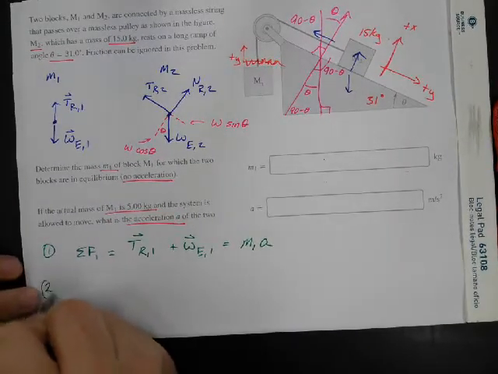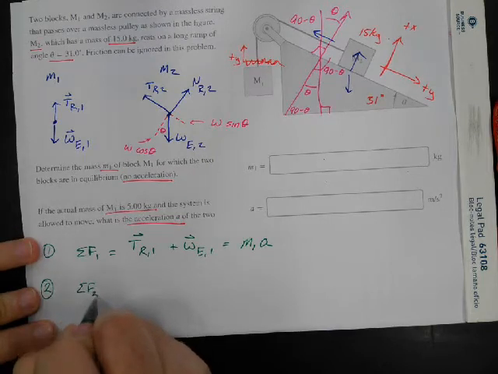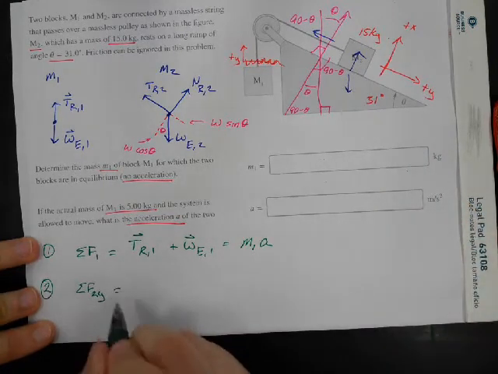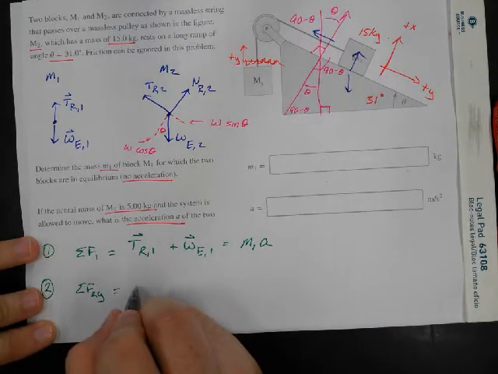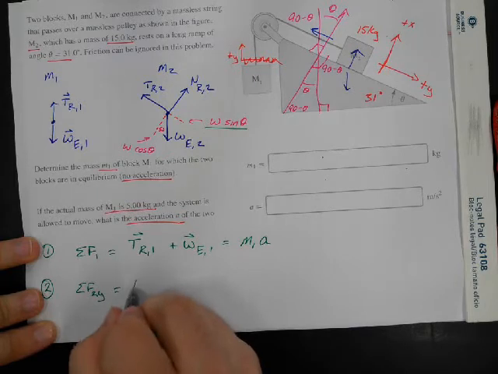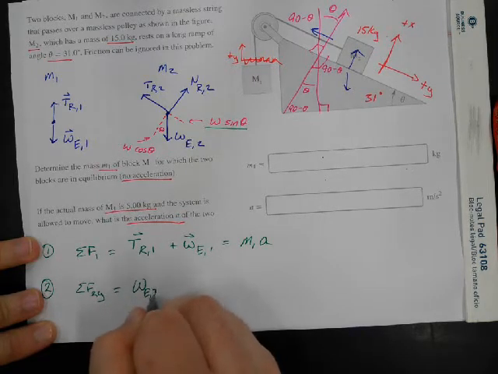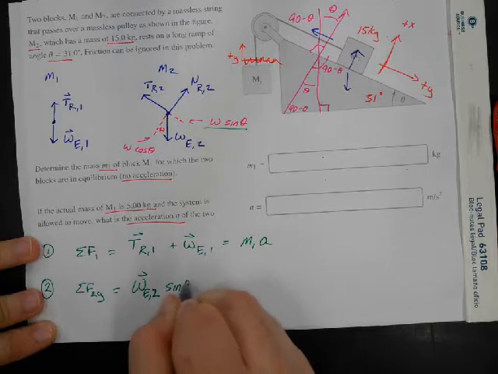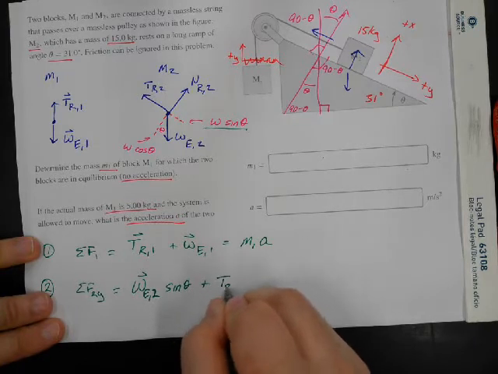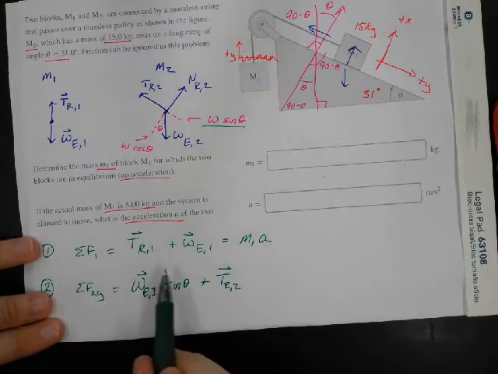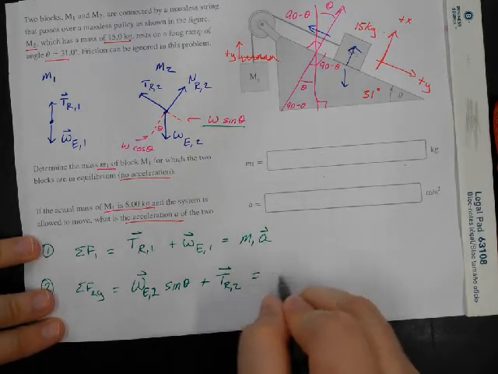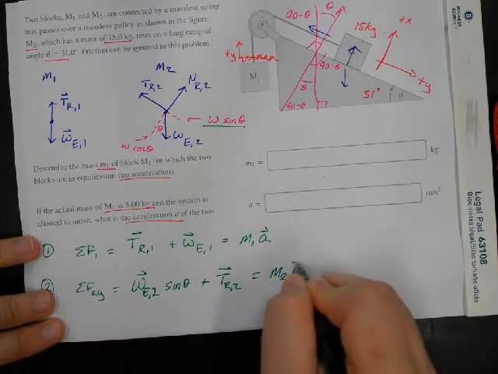So the second one, we have the sum of the forces on block 2 in the y direction, so it's down the ramp. Well, we'll have the weight, but only this part of it, only the sine portion, the part that's down the ramp. And then we'll have the tension in the rope. And notice we're adding these, but we're also stating that they're vectors. There should be a vector on the acceleration there as well. And this is going to be mass 2 times the acceleration.